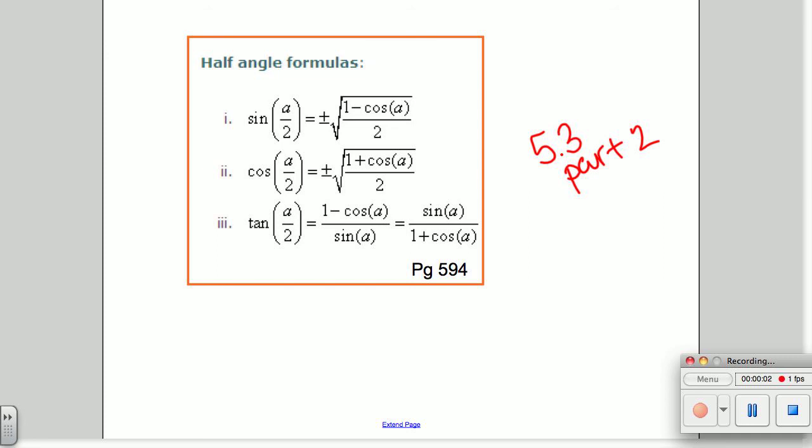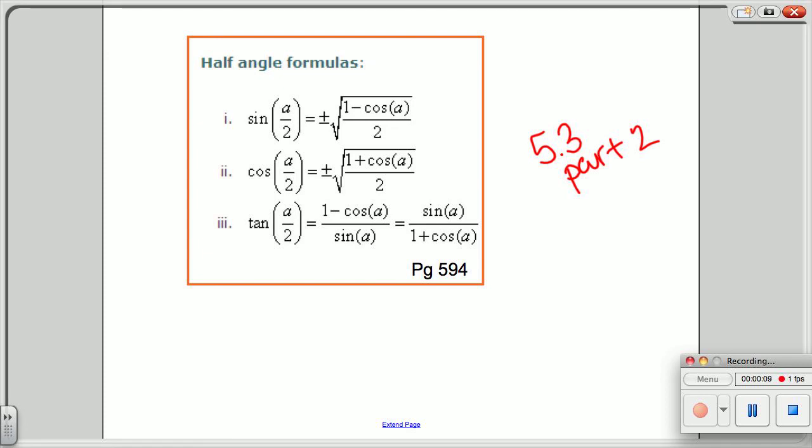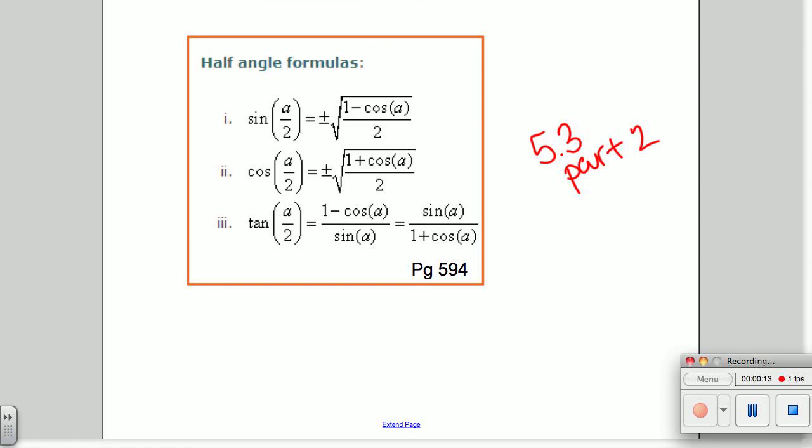All right, this is 5.2 part 3, half angle formulas. Now, the first thing is that these formulas are listed here, and they're also on page 594 of your book. And let's just take a minute and look at the formulas for a second.